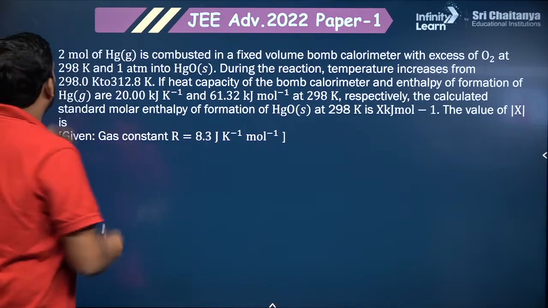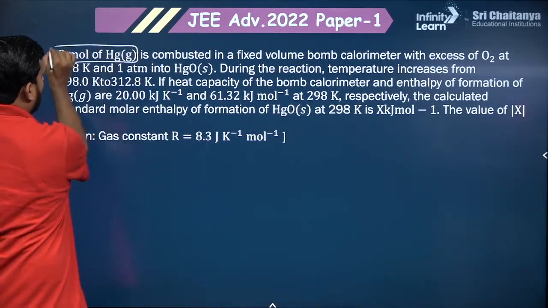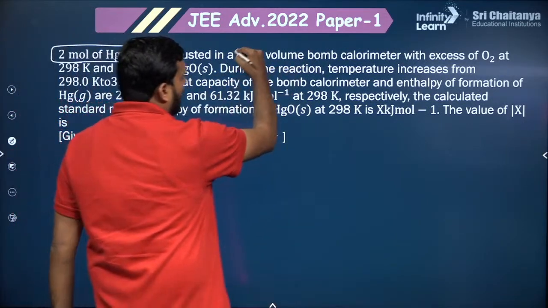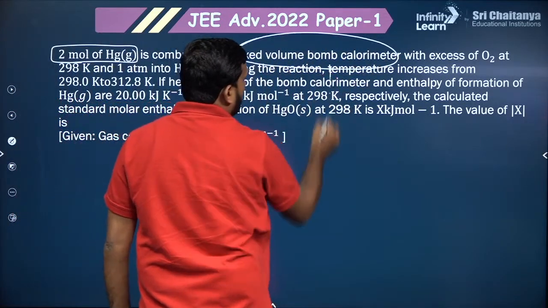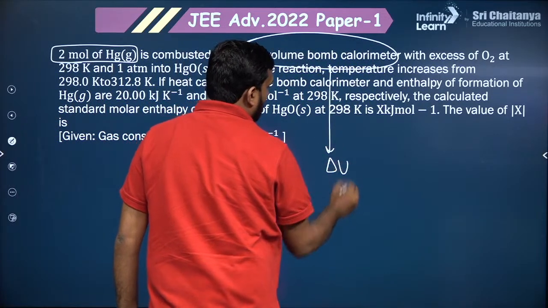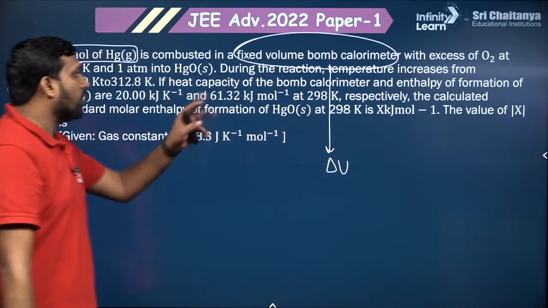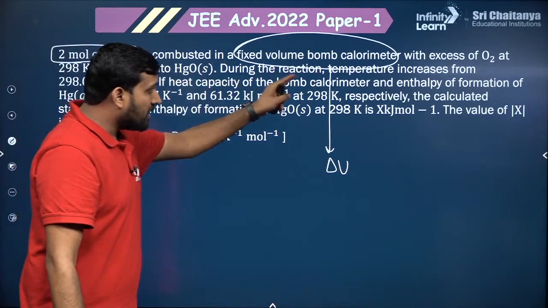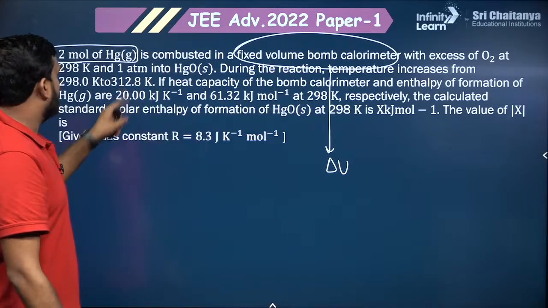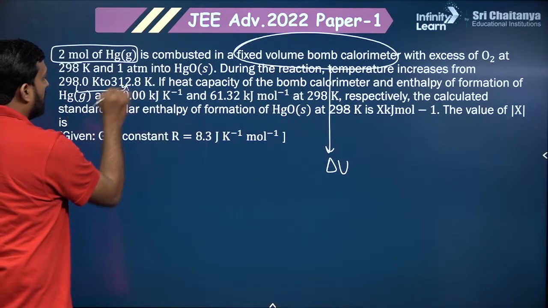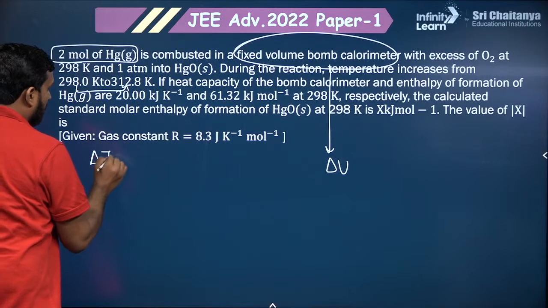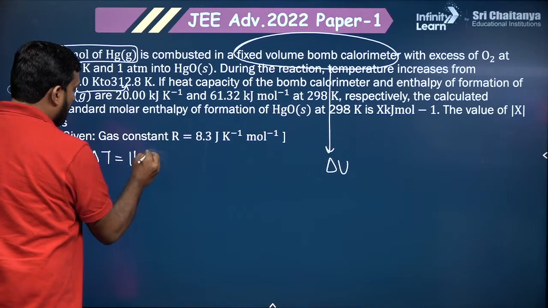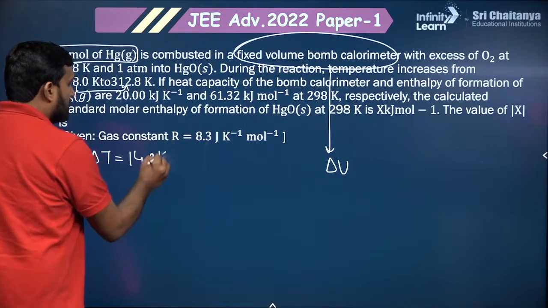So if you look into the question, 2 mole of Hg gas is combusted in the fixed volume calorimeter. So we have the fixed volume calorimeter, so it is going to give you the delta U in the question, with the excess of O2 at 298 Kelvin and 1 atm into HgO solid. During the reaction, the temperature increases from this to this. So we have the temperature change here. If you calculate it, it comes out to be 14.8. So this is the temperature change here.